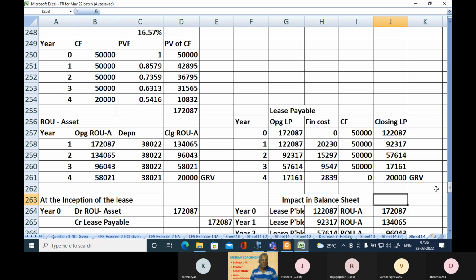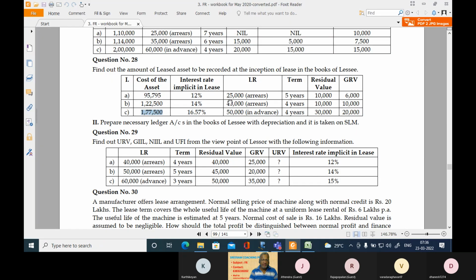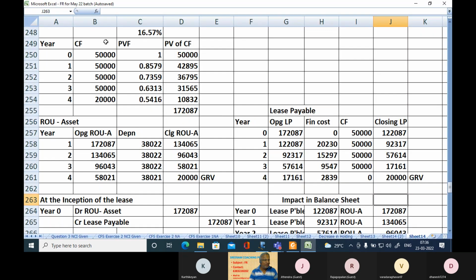Please just check up the computation. See, what is very important in this problem is that they given 50,000 in advance in 4 years period. So where you got to start your lease rentals from year 0 onwards. So therefore the PV factor that you got to take up for year 0 is 1. And the guaranteed residual value comes at the end of the term. So therefore it cannot be in the 3rd year, it should be in the 4th year.